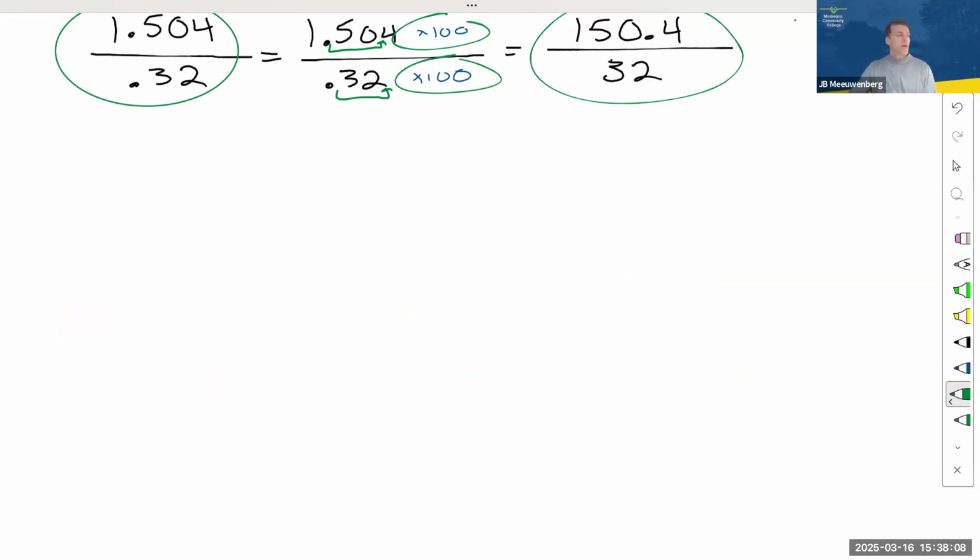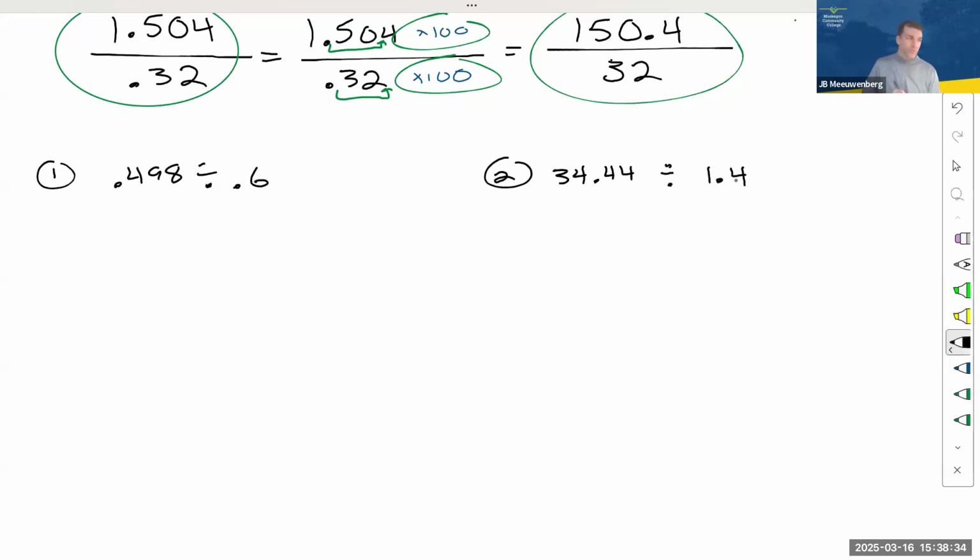So let's have you try a couple of these. The first one we'll do, number 1, is 0.498 divided by 0.6. And the second one we will do is 34.44 divided by 1.4. So go ahead and pause the video and try these on your own.